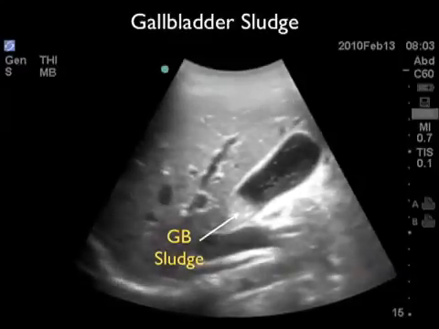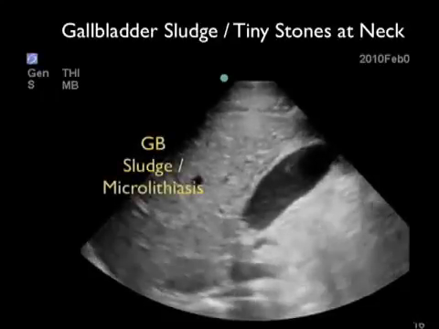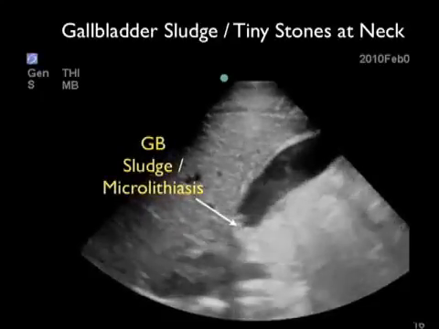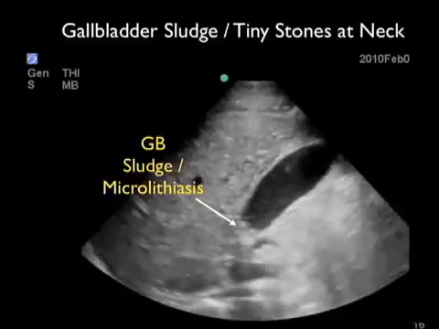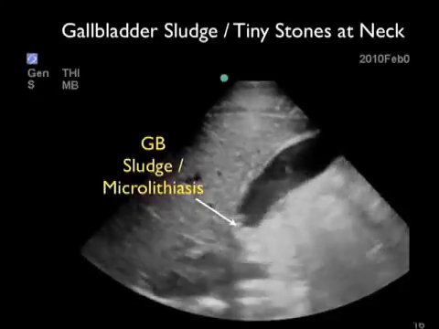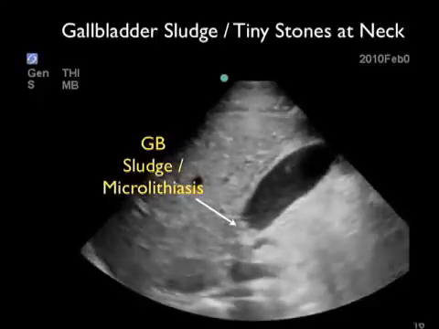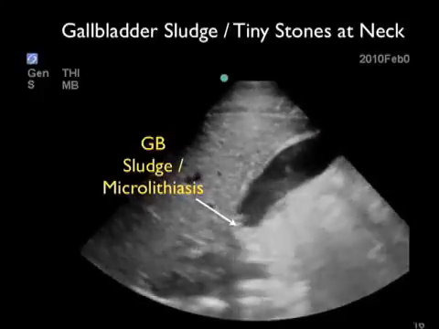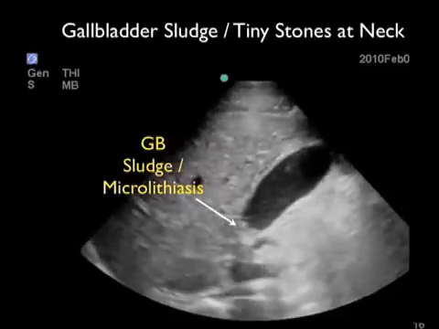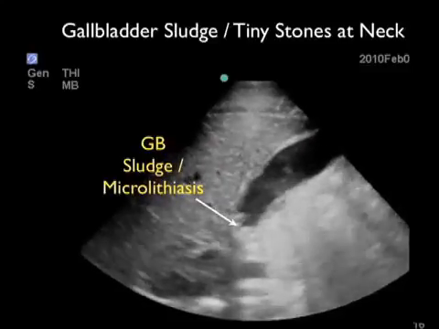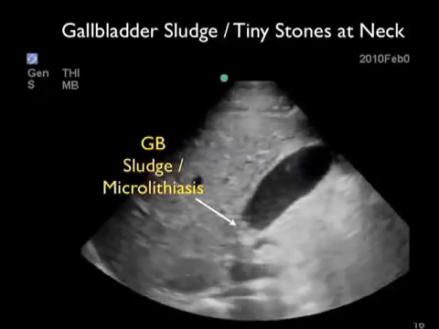Here's a video clip from a young male presenting with right upper quadrant pain, and as we're looking through the gallbladder, we notice here a finding within the neck of the gallbladder. We see here a concretion of gallbladder sludge and also tiny gallbladder stones known as microlithiasis. Notice that the microlithiasis has a posterior acoustic shadowing due to the blocking of sound waves through the concretions of the cholesterol crystals. So, an interesting finding on the spectrum of gallbladder disease.